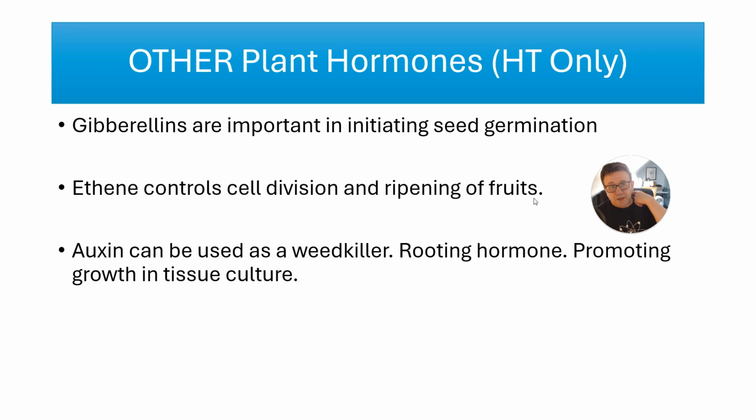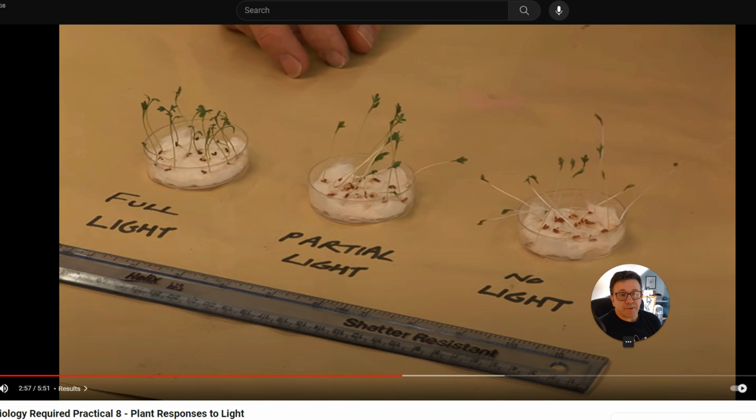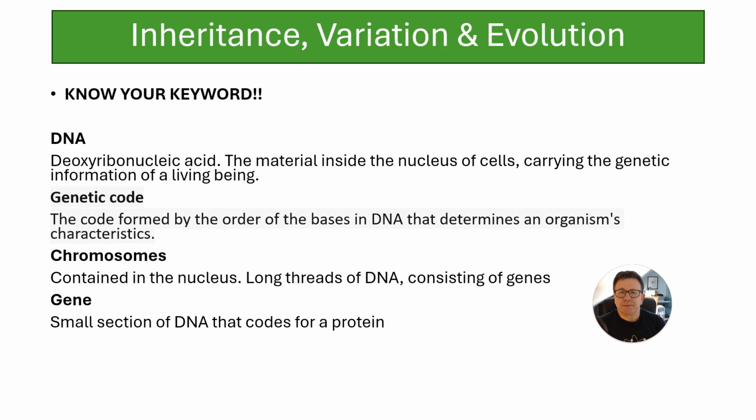So other plant hormones. If you do higher tier, there might be some smaller questions on gibberellins. They initiate seed germination. Ethene in bananas, important for ripening of fruit. And auxins can be used as things like weed killers, rooting hormone, or promoting growth in tissue culture. There is a required practical here, okay, so you need to make sure you go through that required practical. I again have put that in the box down below so you can have a look at that.